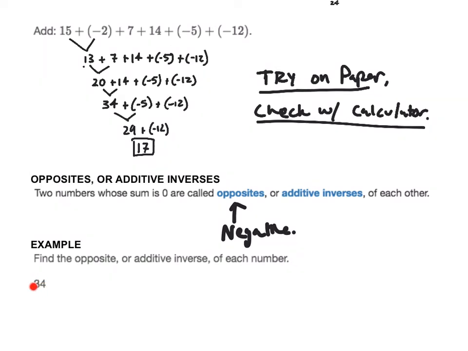If you had 34, and I wanted to find the opposite or additive inverse of that, I'm just looking for the negative value. So if 34 is my number, the opposite of that is going to be negative 34. And that's it.